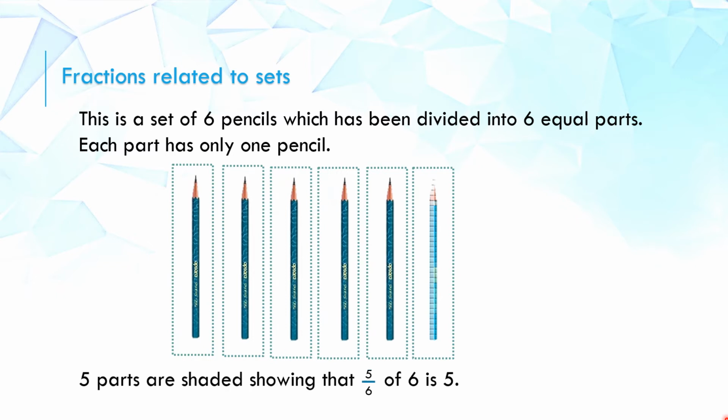Five parts are shaded, showing that 5/6 of 6 is 5. So here 5 parts are shaded, 5 parts are colored and one pencil is not colored. So to show the shaded part, we got the fraction 5/6.